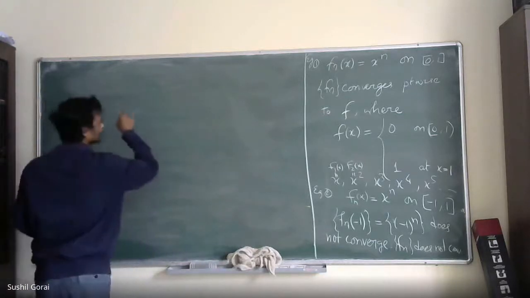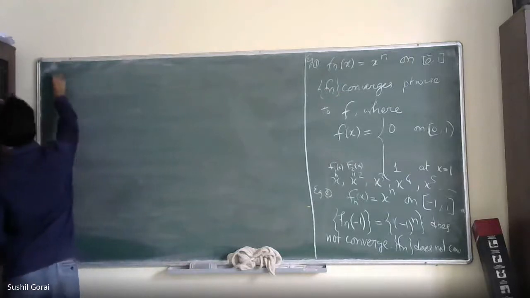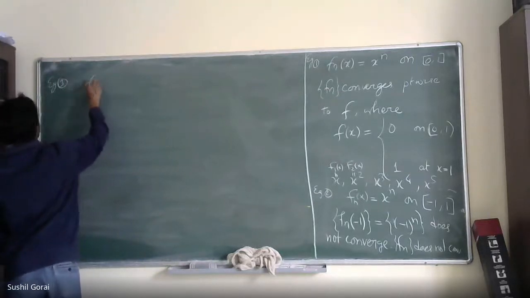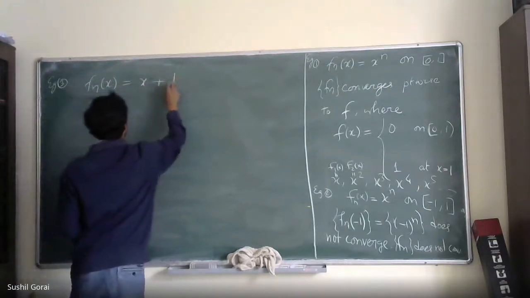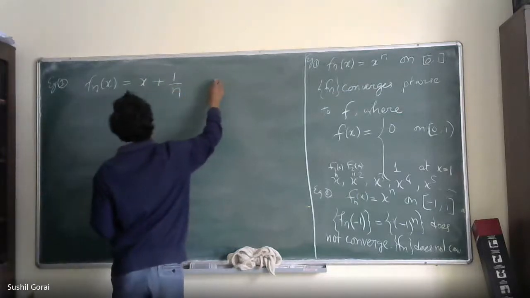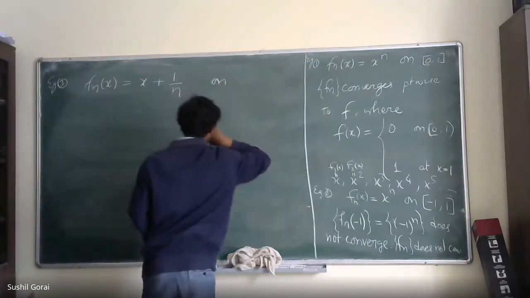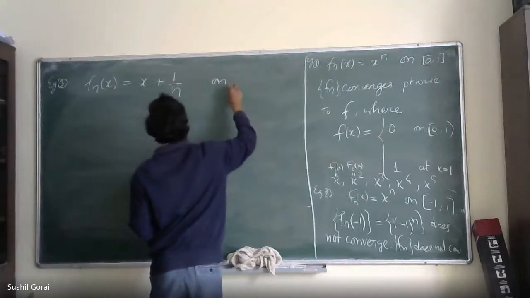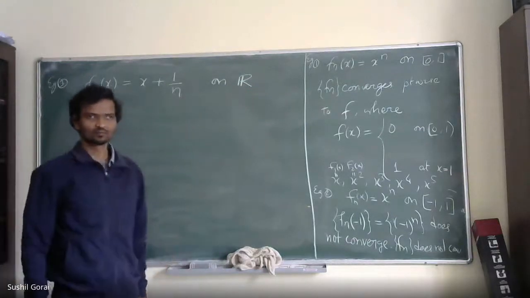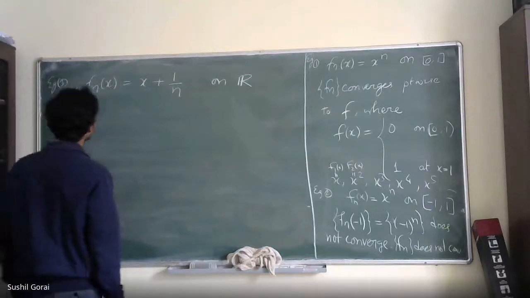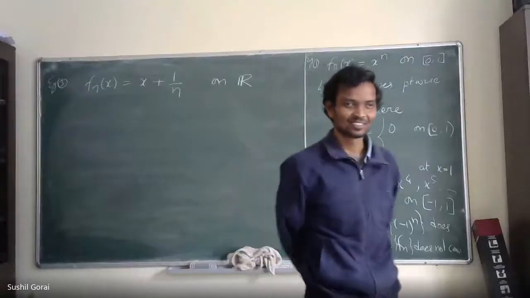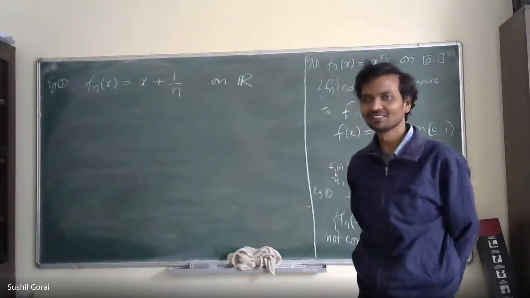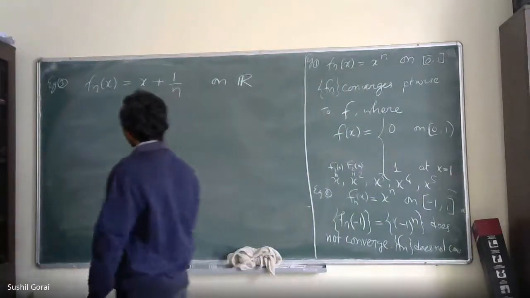Let's look at the following. Example 3. If fn(x) is x plus 1 over n on R. Does it converge? Yes, sir. It converges to x, right? f(x) equal to x. So fn converges to x.